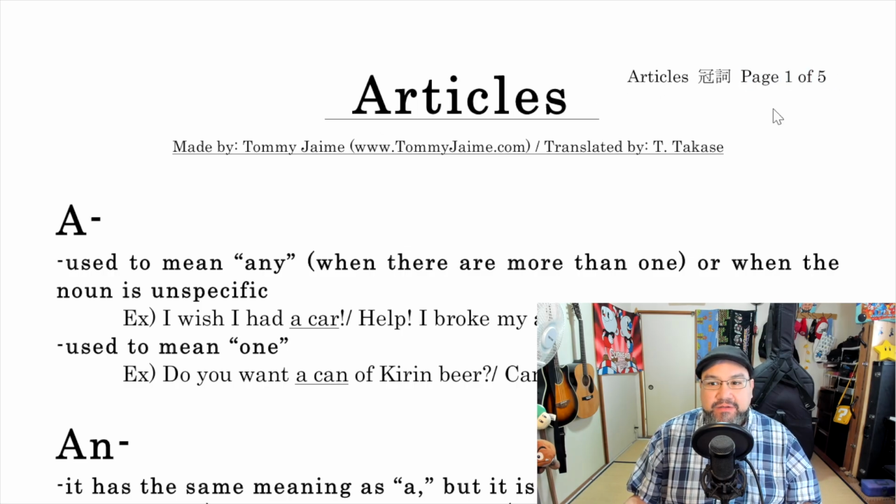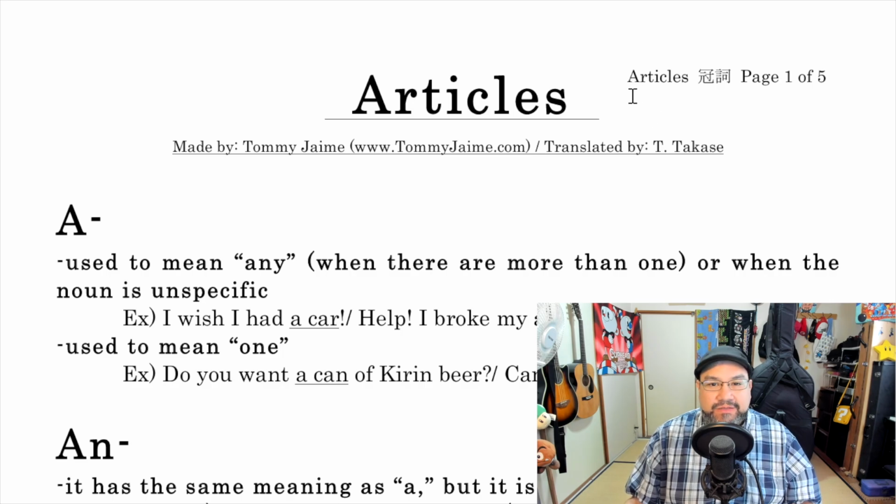The first page is kind of simple articles. The second page is more complicated articles. And then pages 3 through 5 is just a Japanese translation. Okay? So at the end of the lesson, you can screenshot those last 3 pages if you want it in Japanese.